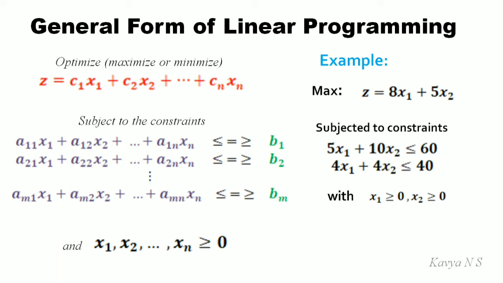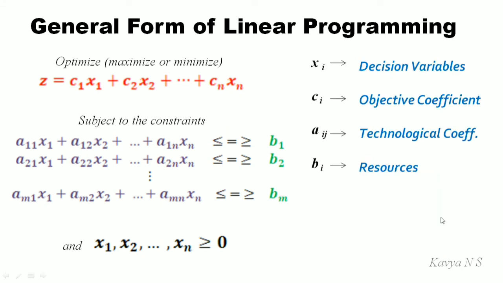Now consider an example. See, this is an example. Maximize z is equal to 8x1 plus 5x2 subjected to the constraints 5x1 plus 10x2 less than or equal to 60, 4x1 plus 4x2 less than or equal to 40 with x1 greater than or equal to 0, x2 greater than or equal to 0. Here the objective function is maximize z is equal to 8x1 plus 5x2. It is the objective function. And the set of constraints is this part, these inequalities. Here the inequality is less than or equal to. And this part is non-negativity restriction.